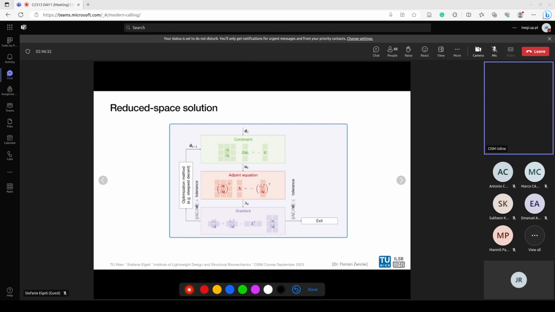And once we have the gradient, we can use some optimization method, for example, steepest descent, Newton, whatever we prefer, to find a new guess for D. And then we iterate.